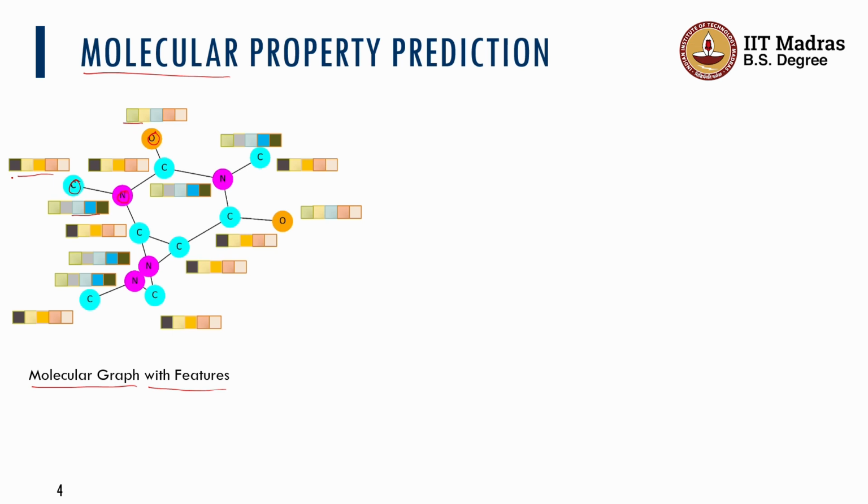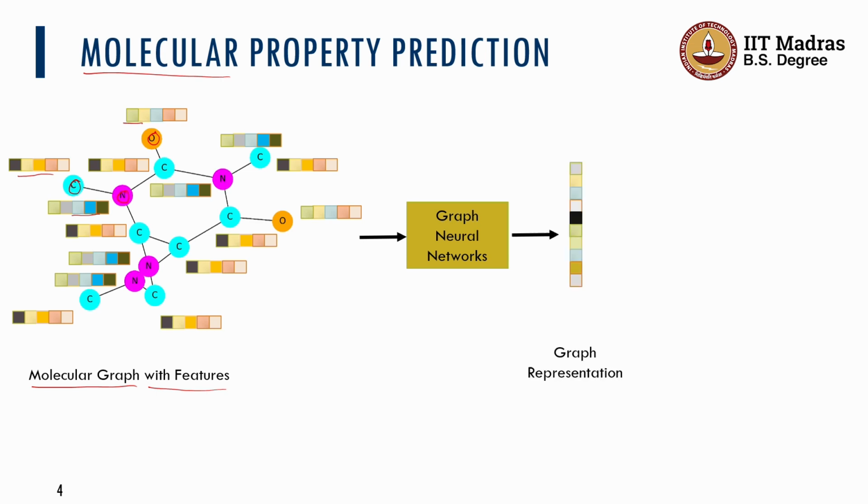Now, what I'm interested in is, given this molecular graph, can I predict a property of interest? What I have to do is train a graph neural network which takes this molecular graph with the features and generates a representation of this particular graph. This is the graph representation. This particular feature vector is obtained through graph neural networks. The underlying graph neural network can be anything. It can be GAT, it can be GCN.